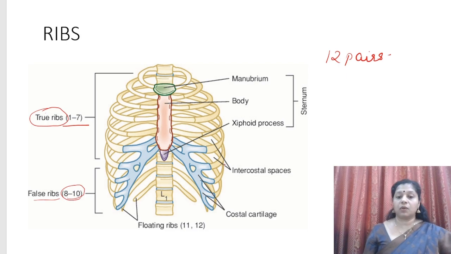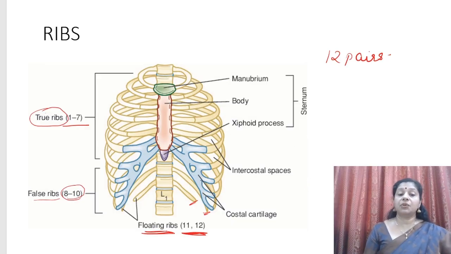Now we have one more set. They are called the floating ribs. They are like floating. What does that mean? Behind or dorsally they are attached to the vertebral column. But in front they are not attached. See, they are only this much. Okay, they are not attached on the ventral side. So they are floating ribs. They are the 11th and the 12th pairs. They are actually supporting our kidneys.